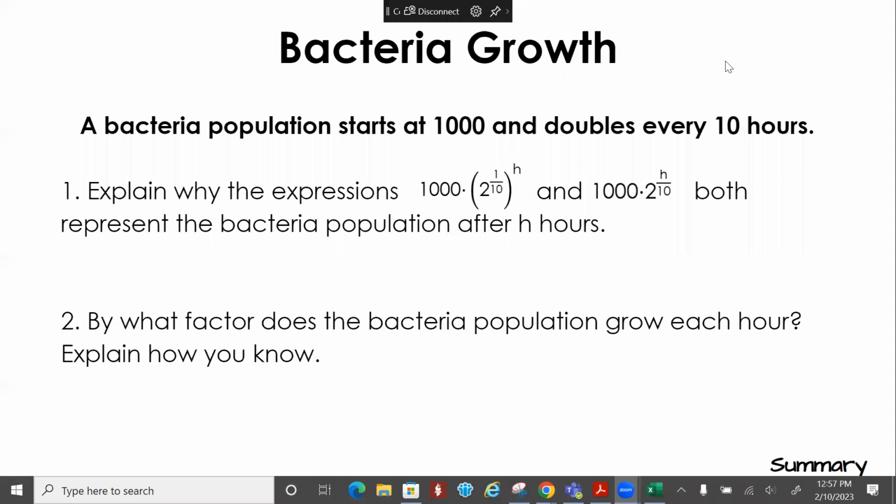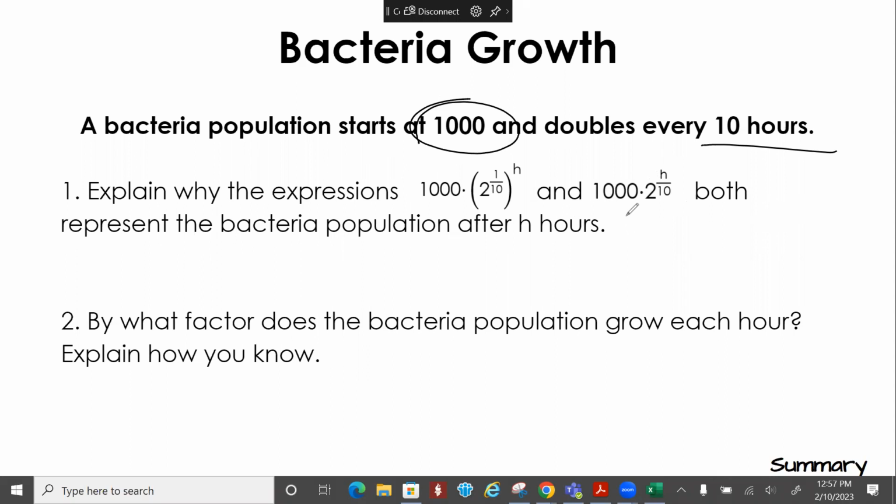Okay, so let's talk about this. This is the last thing before we do a little bit of work. So we've got a bacteria population. Bacteria population starts at 1,000 and doubles every 10 hours. Explain why this expression and this expression both represent bacteria population after each hour.